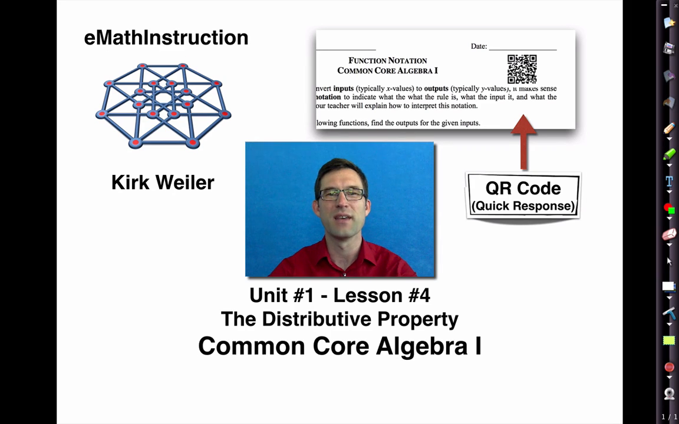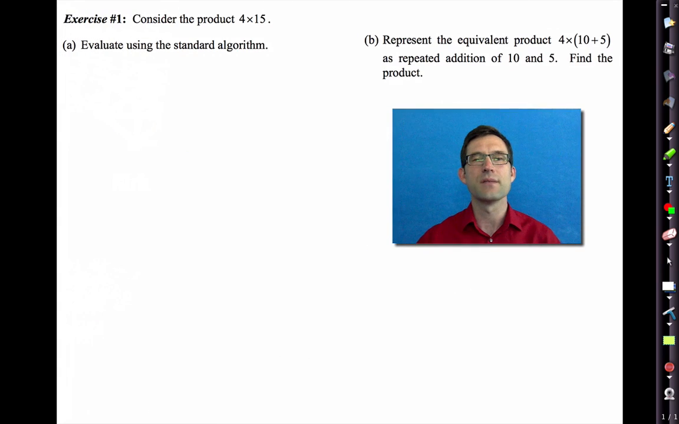Alright, let's begin. In the last lesson, we talked about the associative and commutative properties of addition and multiplication, and they were quite separate. We had the commutative property for addition, and then the commutative property for multiplication. The associative property for addition, and the associative property for multiplication. Today, we look at the last of the big three, the distributive property. Alright? So, let's take a look at exercise number 1.